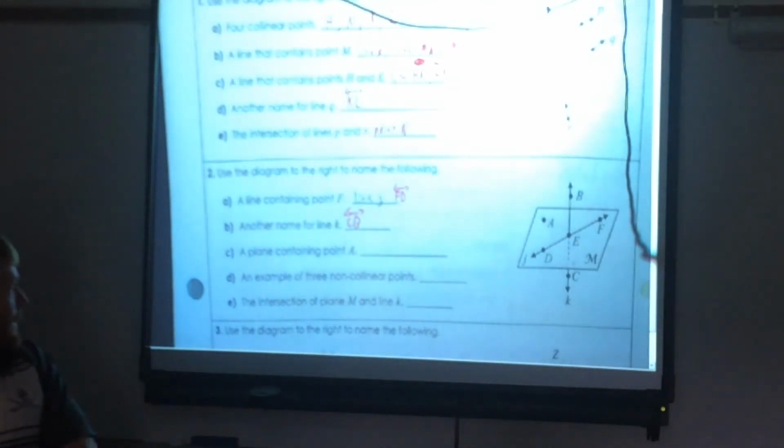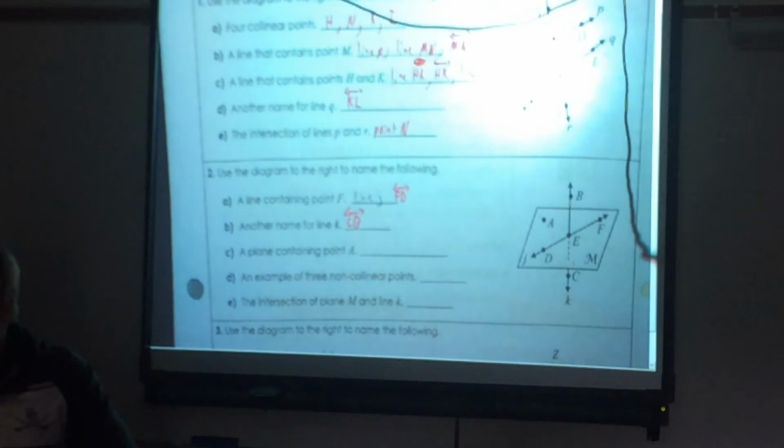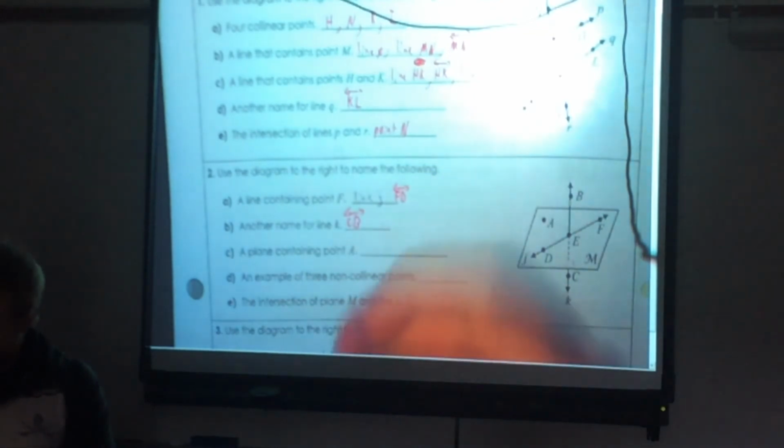Now, letter C says a plane containing point A. So this time I'm naming a plane. If I look back at the notes we just did, I name a plane with how many points? How many letters? 3, right? So a point is 1 capital letter. A line is 2 capital letters. A plane is 3 capital letters, right? But those 3 letters cannot be in the same line, right? So I have to use 3 letters.